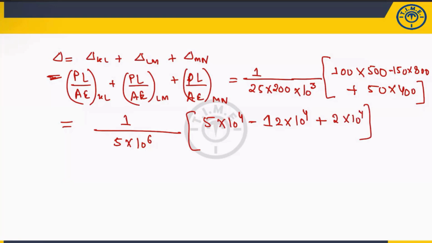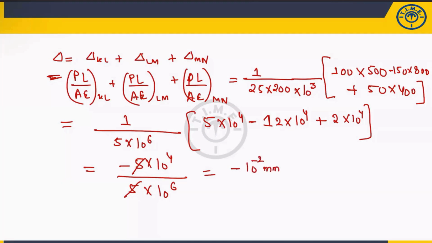So can I solve this one? 5 plus 2 is 7, and this is 12, that means minus 5 into 10 to the power of 4, and this is 5 into 10 to the power of 6. This will cancel out. Then you will get 10 to the power of minus 2 meter. Sorry, 10 to the power of minus 2 millimeter. So can I write this as 1 into 10 to the power of minus 5 millimeter? Sorry, meter. Because you know that 1 millimeter is nothing but 10 to the power of minus 3.